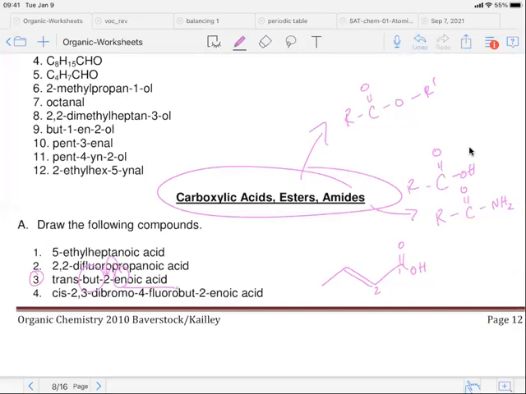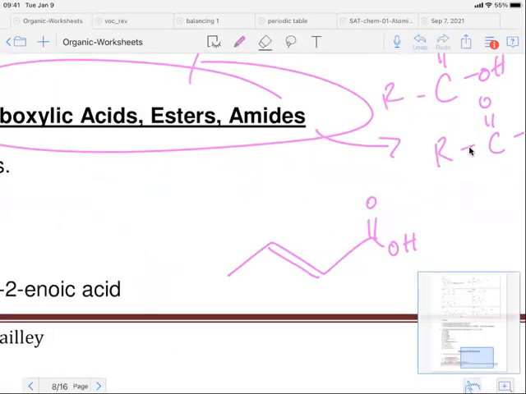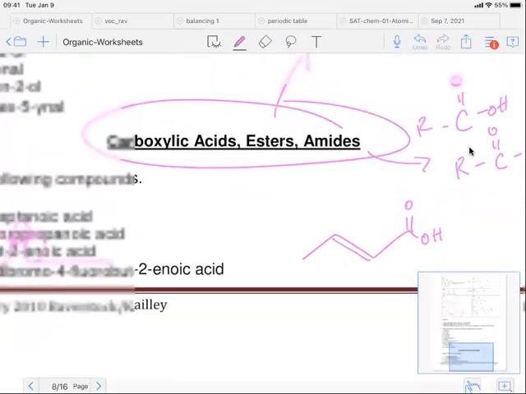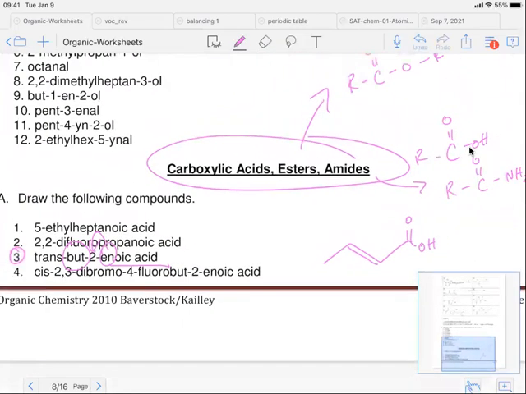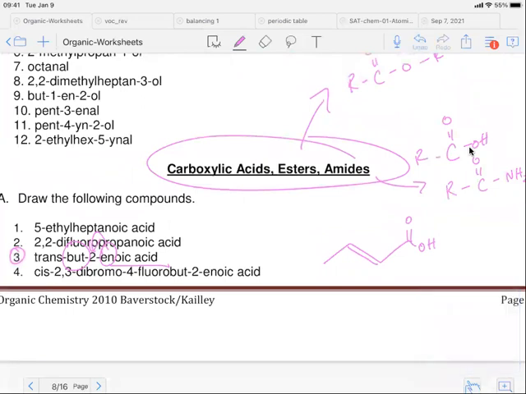And it says trans. So let me get rid of my 2 there. And because there are no alkyl groups here, I'm just going to use hydrogen. And trans is opposite sides. So I put a hydrogen here, hydrogen there, and then I can complete my double bonds there. Okay, that's trans-butanoic acid.